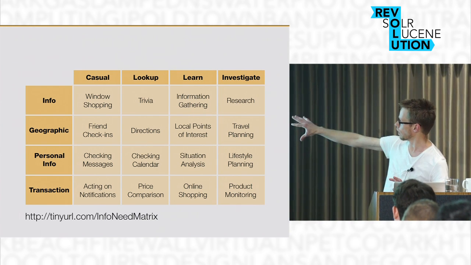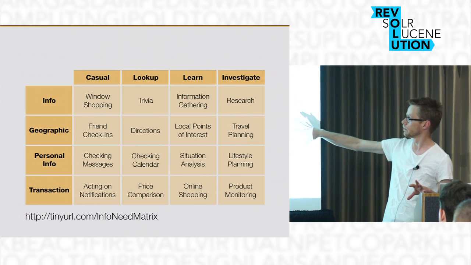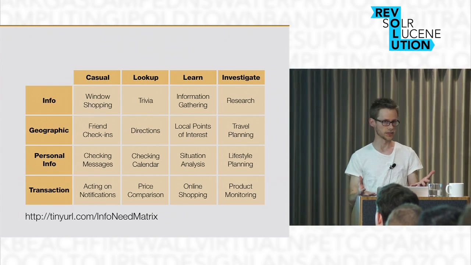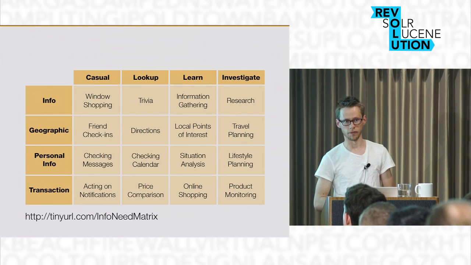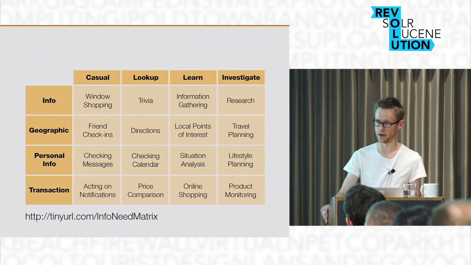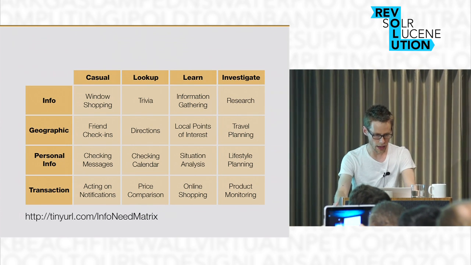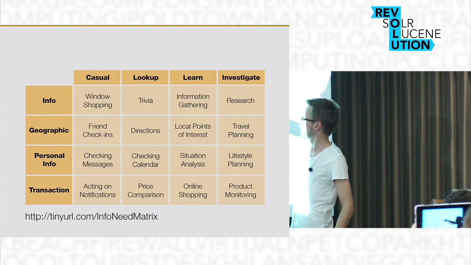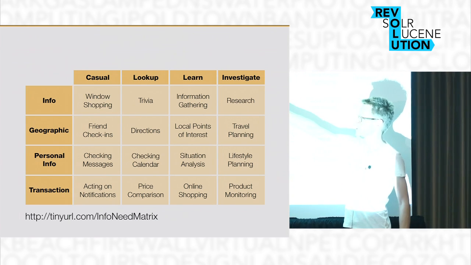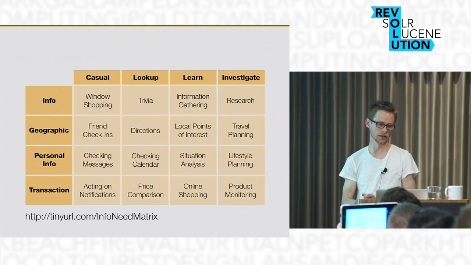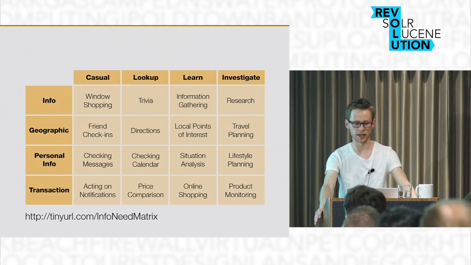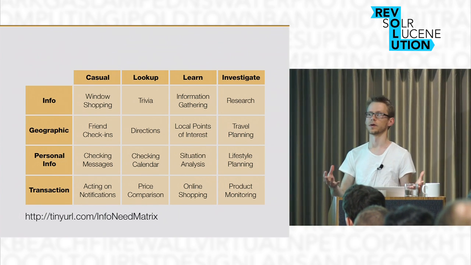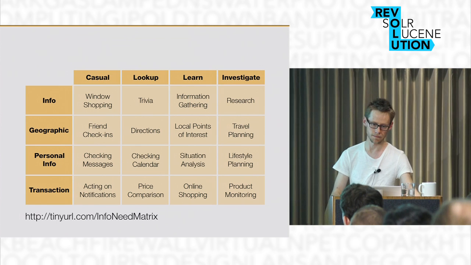And all of the ones identified here are actually backed up by research. People have done diary studies with users and recorded the various information needs that people encountered. To give you just a few examples, on window shopping, the intersection of a casual search motive and an information type search, someone might say, I don't know what I want, just show me stuff. That's kind of like when you went out looking for a restaurant last night.